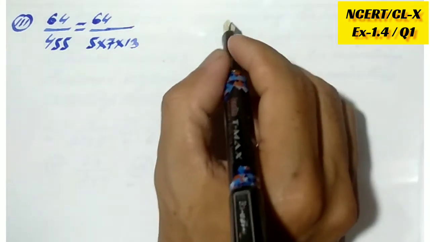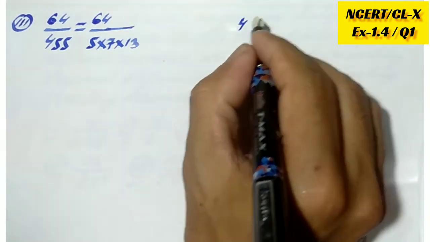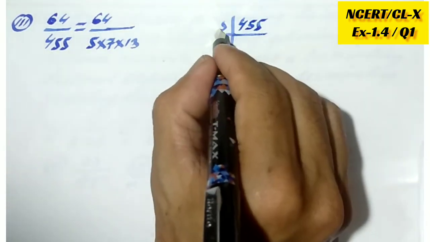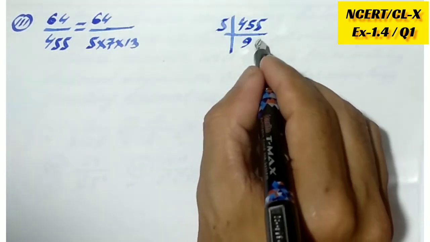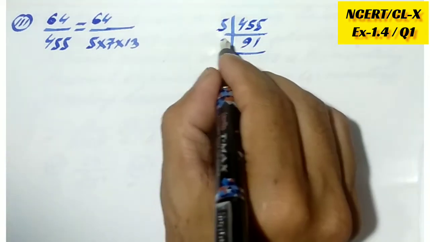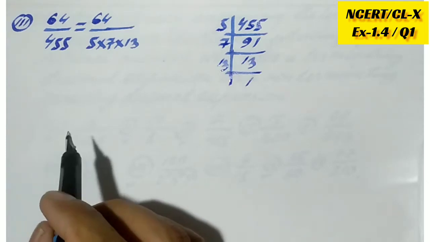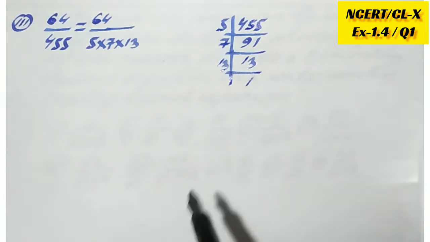Let us look at the LCM here. Actually you have to find the LCM first. Yes, I know this number I had written here, but you have to take LCM first. So 455 is equal to 5 into 91, and 7 into 13 is 91, and 13 into 1 is 13. So we get that one.